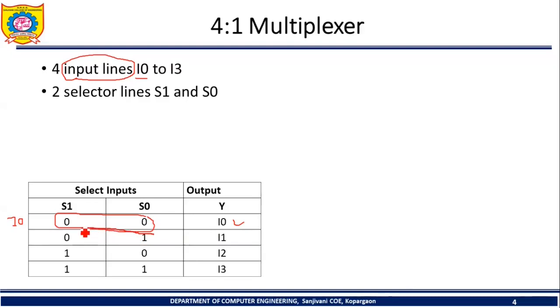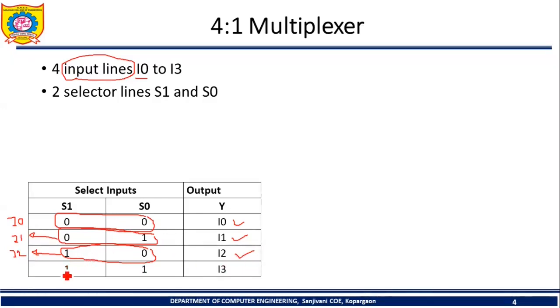Now consider the next combination for the select lines. If the select inputs are 0 1, then what you have to do is simply convert this binary number into decimal. What is the decimal equivalent of 0 1? It is 1. So that's why I1 will be selected, and that I1 will become the output. Now consider the next combination. If the select inputs are 1 0, you have to convert this 1 0 into decimal. What is the decimal equivalent of 1 0? It will be 2. So that's why I2 will be selected, and that I2 will become the output.